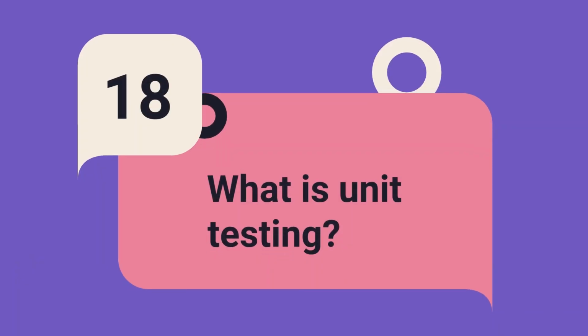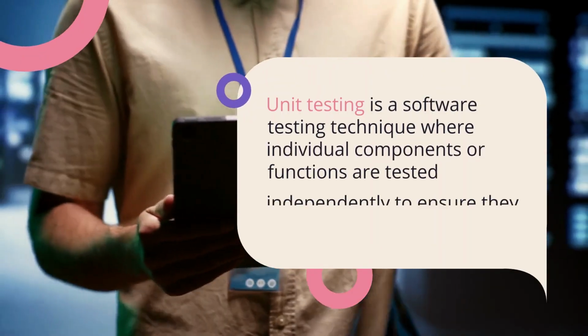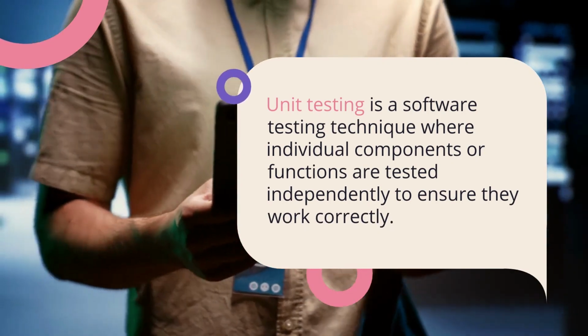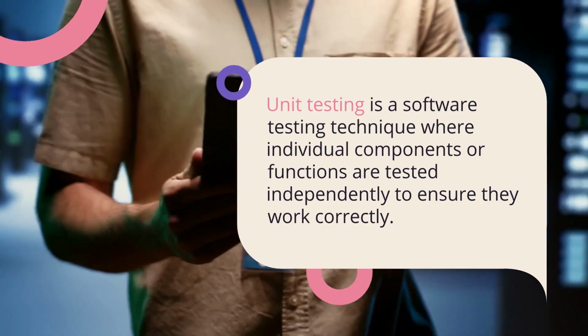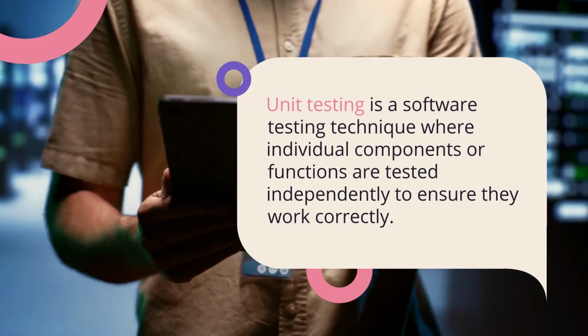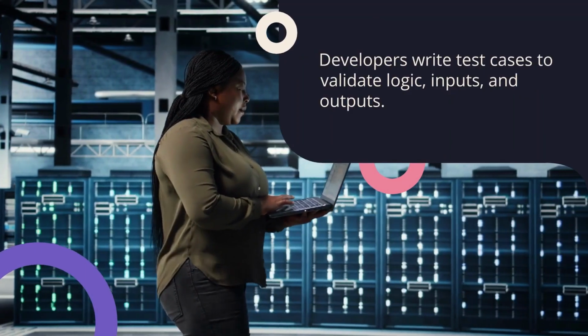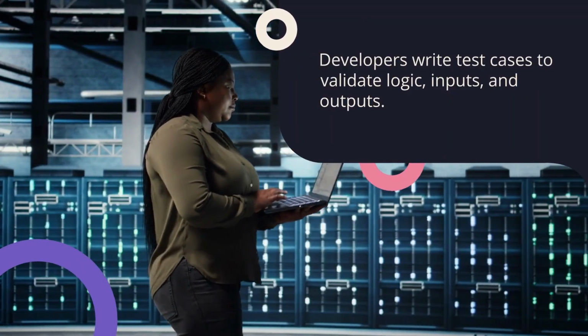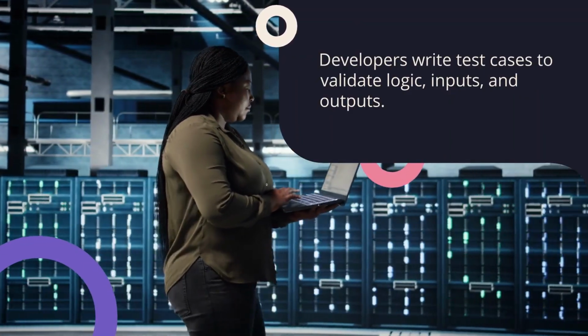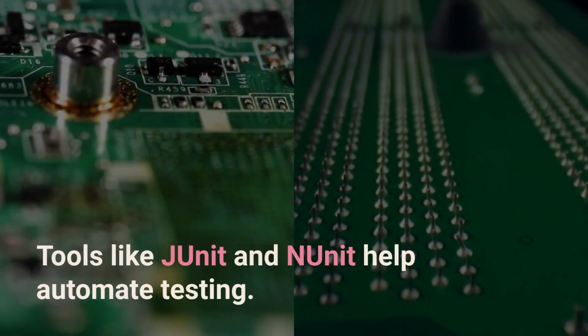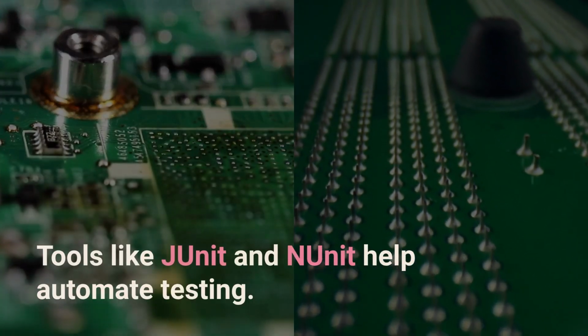18. What is unit testing? Unit testing is a software testing technique where individual components or functions are tested independently to ensure they work correctly. Developers write test cases to validate logic, inputs, and outputs. Tools like JUnit and NUnit help automate testing.